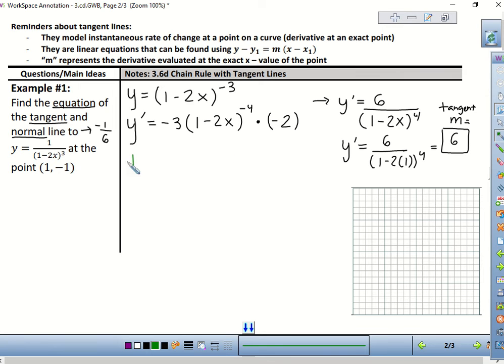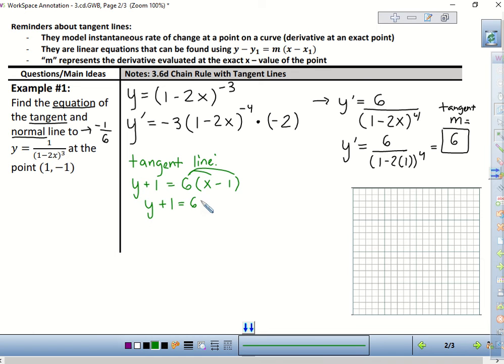So now we can just go ahead and start finding the tangent line, which is going to be y minus y1, which becomes a plus, equals m times x minus x1. So everybody understand where I got those numbers from? Okay. I distribute, I get y plus 1 is equal to 6x minus 6. And then I subtract 1 on both sides. I get y equals 6x minus 7. So that's the equation of my tangent line at that point.